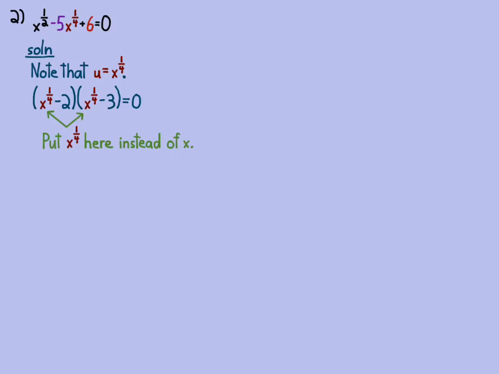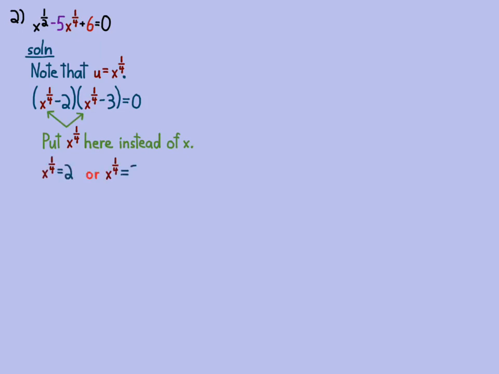Yeah, you could think of it as putting x to the 1/4 there instead of x, or you could think of it as doing that instead of u. It depends on what you mean by that sentence. If it was x squared minus 5x plus 6 equals 0, then you'd have an x there instead of x to the 1/4. If you're thinking of it as u squared minus 5u plus 6, you would put an x to the 1/4 there instead of a u.